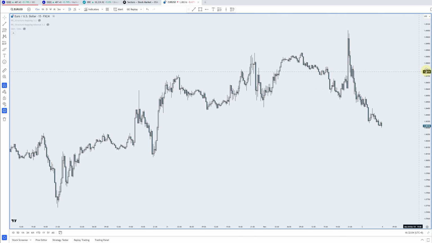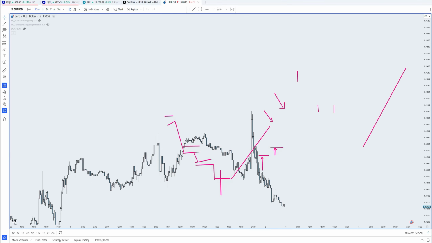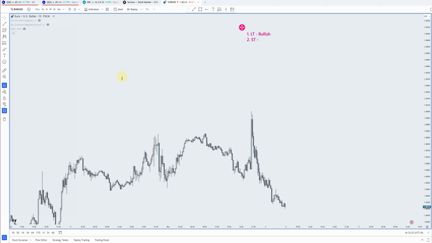Okay, so let's talk about the trend. We have 4 types of trends. Number 1, we have the long-term bullish. And then we have the short-term bearish. And then we have the long-term bearish and short-term bullish.